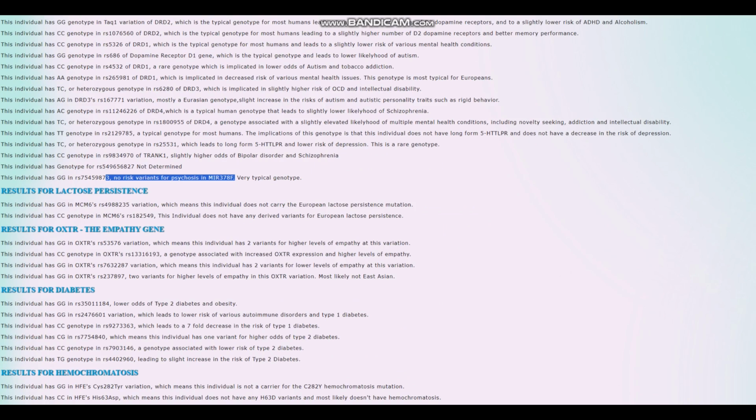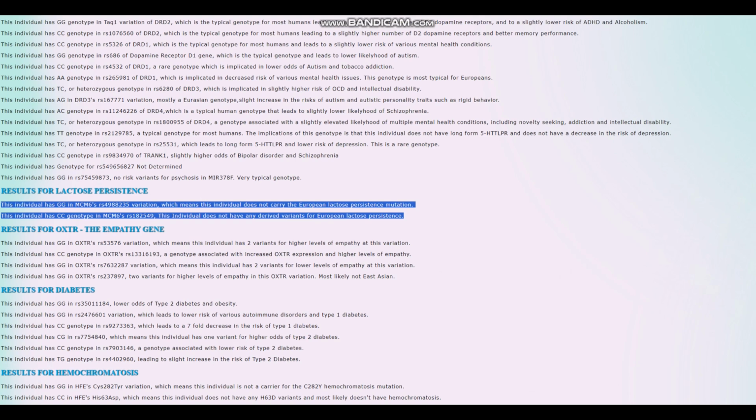And it looks like this individual, Loschbour, I don't know how to pronounce it, does not carry the European lactose persistence mutations. I think they came about a little bit later. That's why you don't see that many samples from this far back in time who would have the European lactose persistence mutations.